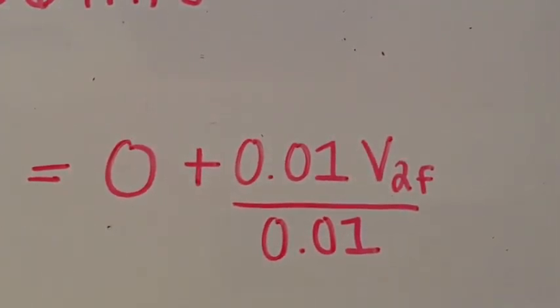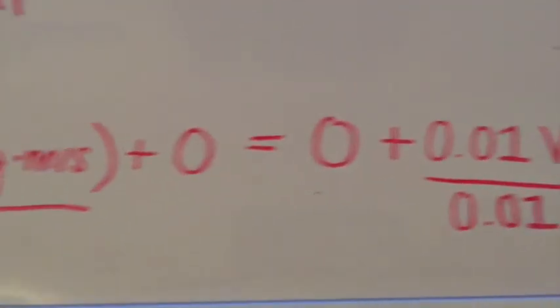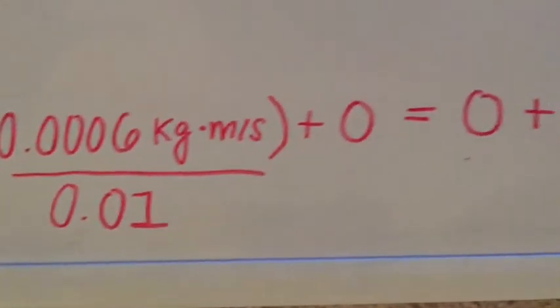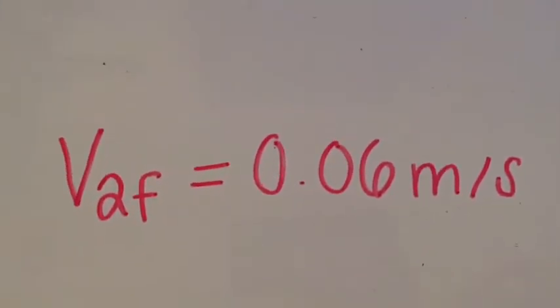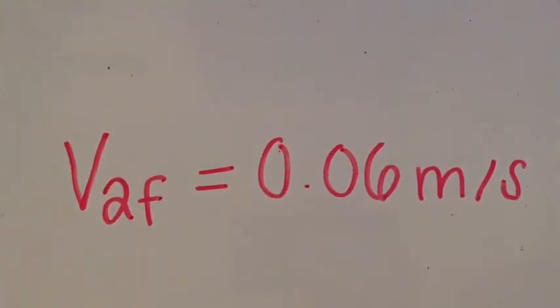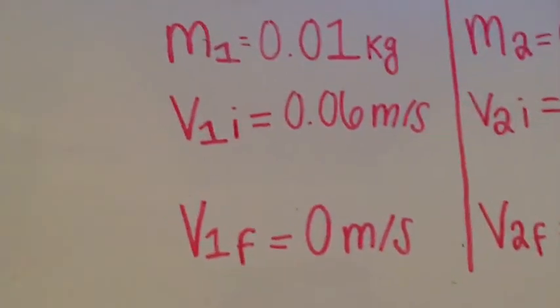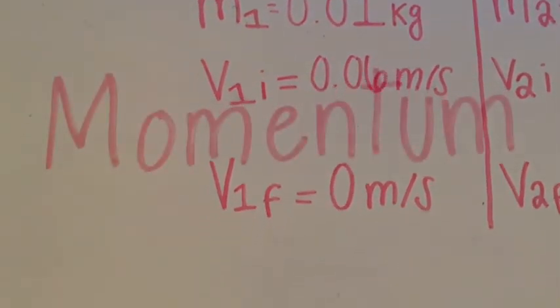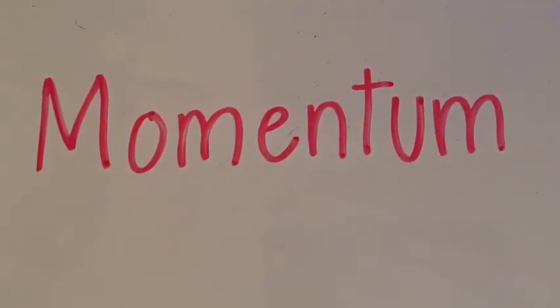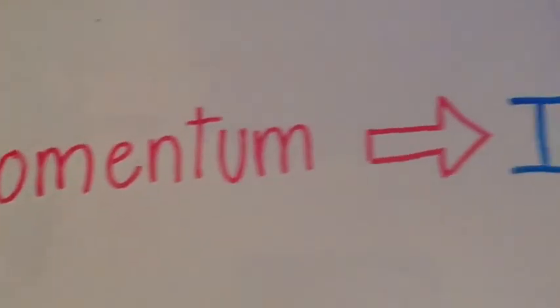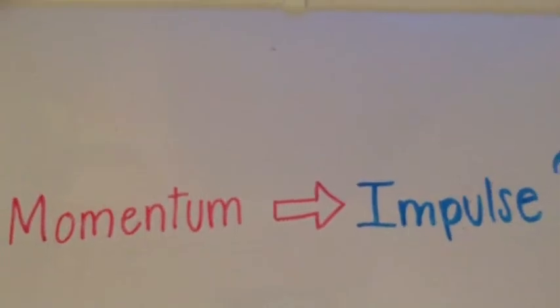We can then divide both sides by 0.01 to solve for V2 final. By doing this, we find that the final velocity for mass 2 is 0.06 meters per second. This is equal to the initial velocity for mass 1, thus showing us that momentum was conserved. Now we know how to calculate momentum and understand the law of conservation, but how is momentum related to impulse?